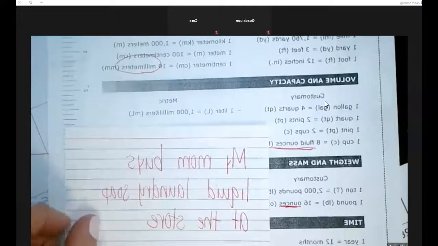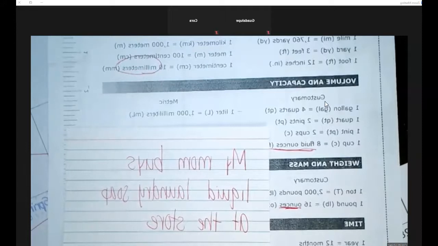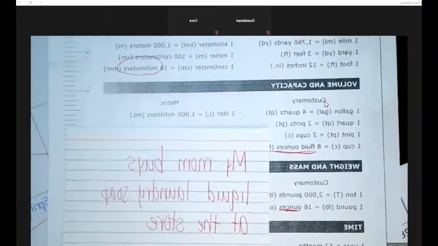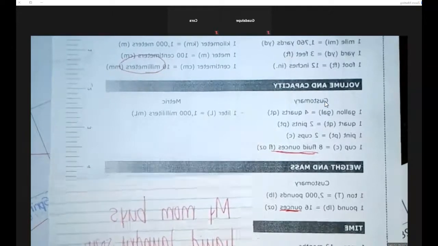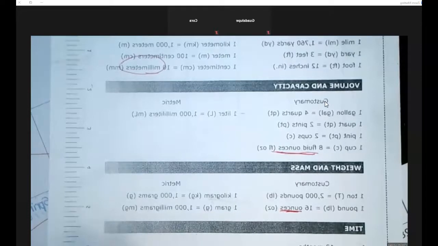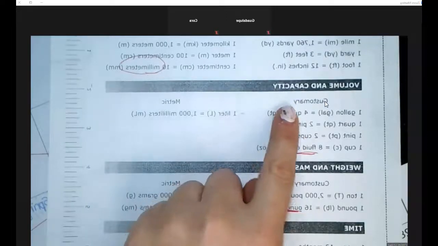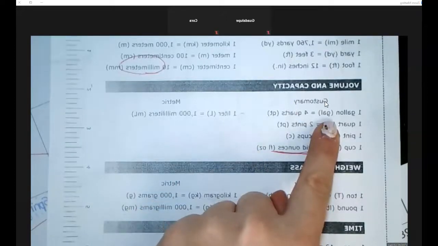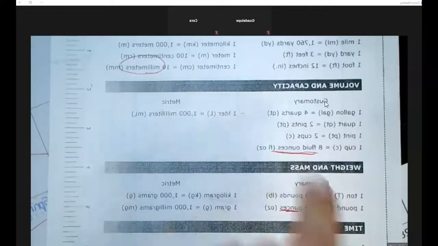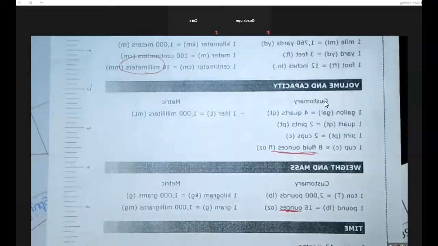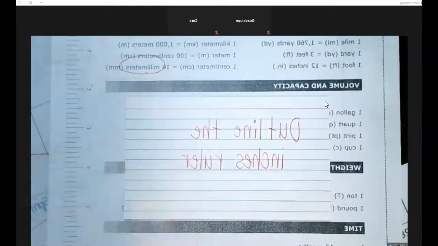My mom buys liquid laundry soap at the store. What unit of measurement could she see on the container? Evangeline? Anything in the volume and capacity. So could she see gallons on the liquid laundry soap? Yes. Could she see fluid ounces? Yes. Okay. Last thing I want you to do is outline the inches ruler on your chart.